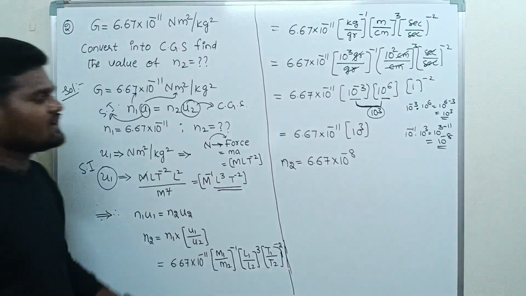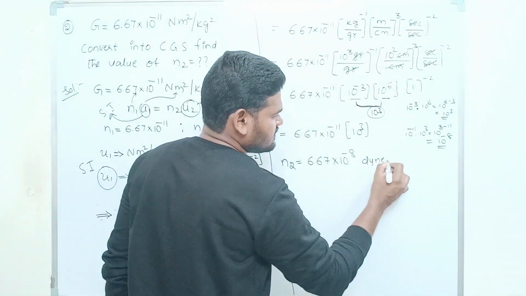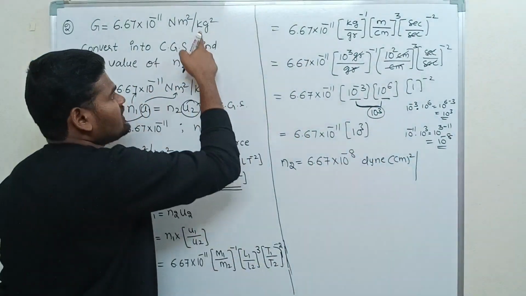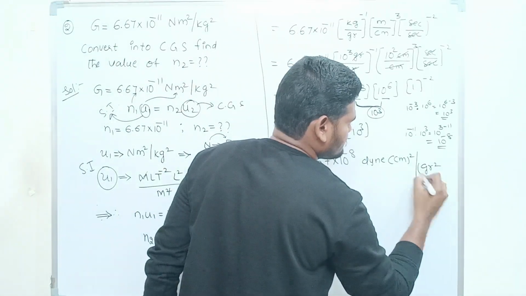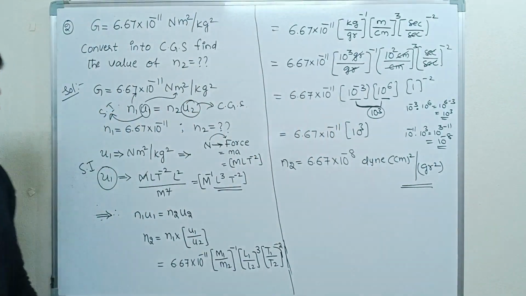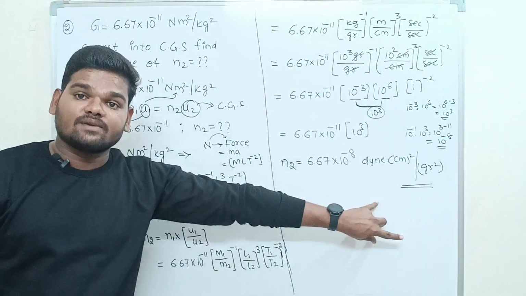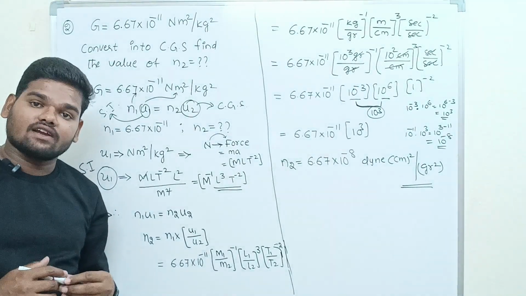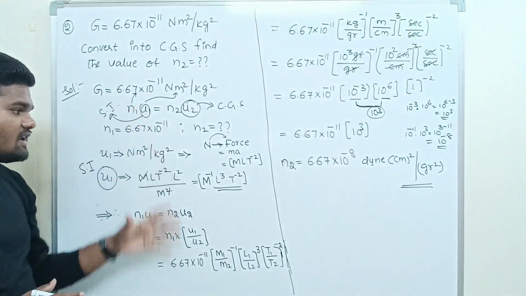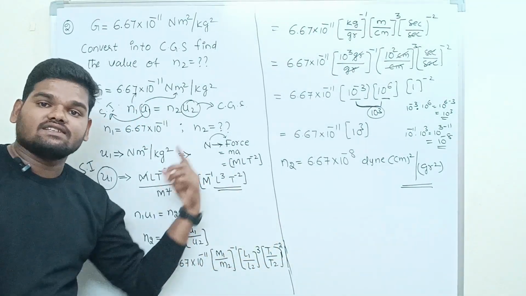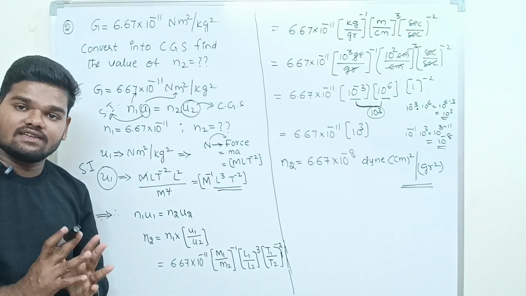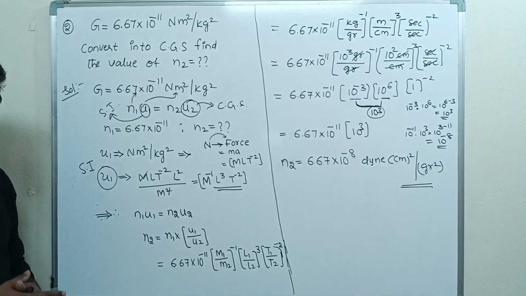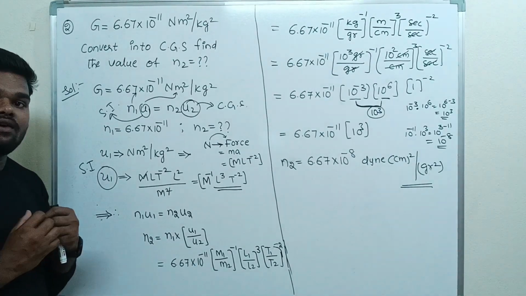So Newton per Newton, CGS units are what? Dyne. Meter square, CGS units are centimeter square divided by kg square. We can write gram square. So these are the units in CGS system for capital G, universal gravitational constant. Are you getting? So likewise, we have to convert from one system of units to another system of units. Is it clear? So pause the video and write the notes or take the screenshot. 3, 2, 1, go. Right.